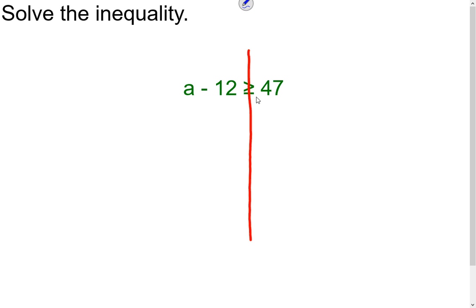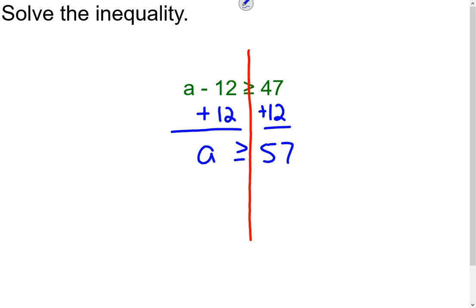So if I'm going to solve this inequality, like before I'd solve it like an equation, I'm going to add the 12 to both sides to get rid of that minus 12. And when I do that, now my left side is going to say A, and my right side is going to say 59. My inequality symbol, remember, is not going to change if I add the same thing to both sides. So when this inequality is all done now, I've solved it.